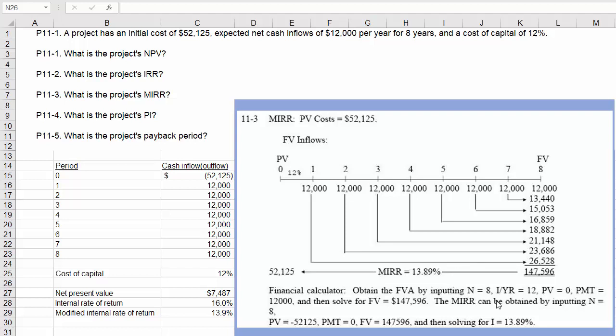So you could input N equals 8, the interest per year is 12%, present value is 0. Payment is $12,000, calculate future value, and then bring that future value back to the present. Actually, set the present value equal to the cash outflow it's costing you now, $52,125, I said that incorrectly, and set the payment equal to zero and solve for the interest rate. That's what's going on behind the scenes with the MIRR function using Excel.